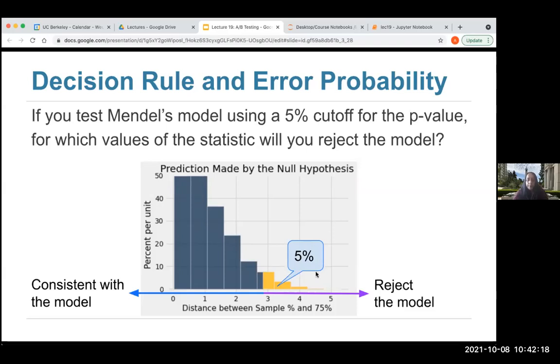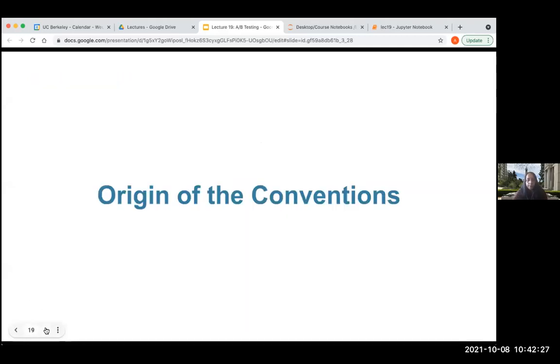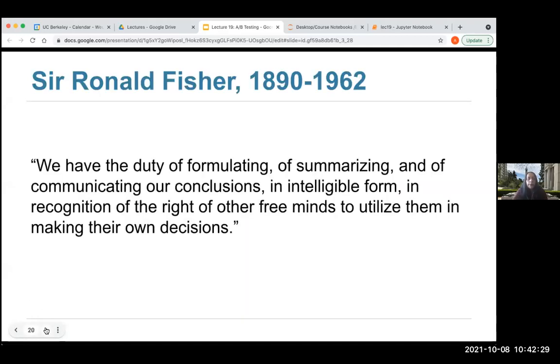Now this number 5%, where did it come from? It's not any universal constant. We've been saying that what is small is subjective. I really want you to know where it came from. Sir Ronald Fisher is the statistician who came up with this way of making decisions, and it has become enshrined in science and social science everywhere.